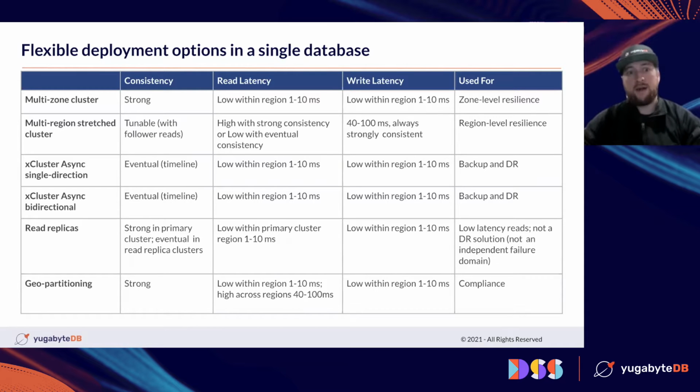The other option is bidirectional. And in this, that's where you have both clusters sending data across to each other. And again, you're going to have that eventual consistency. But then the good news is you'll have that low read and low write latency. This can be used when you want to do backups or disaster recovery, or if you're not really too worried about the consistency of the data and just want to have that high performance.